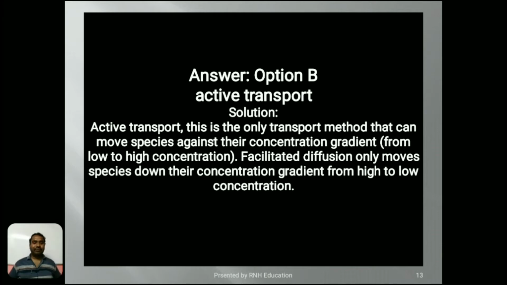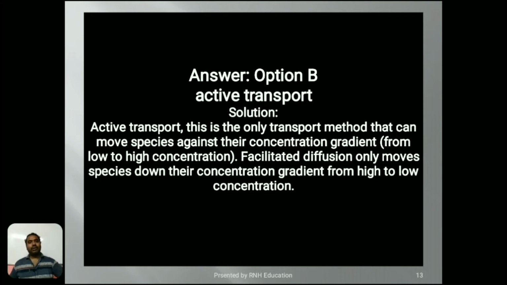Here I have given an explanation that is called solution. Actually, active transport is the only transport method that can move species against their concentration gradient, from low to high concentration. Facilitated diffusion only moves species down their concentration gradient, from high to low concentration. Okay, is it clear? Okay, done.